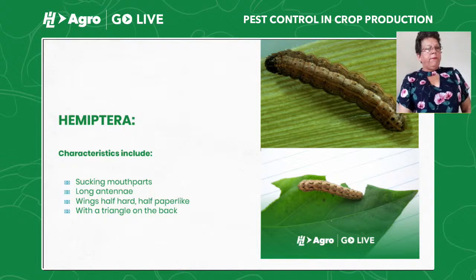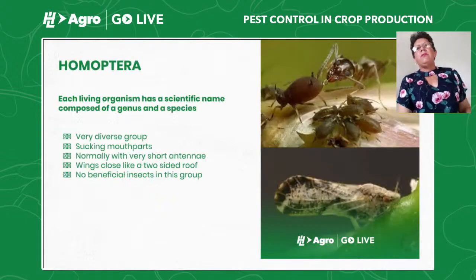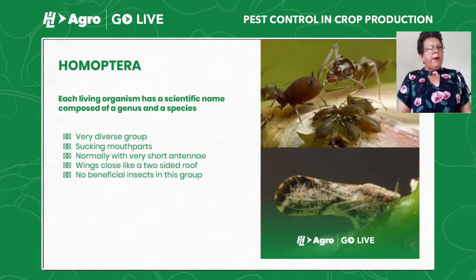Here we have, I'm going to pass this slide because the pictures don't belong here. I'm going to pass to the next one because those are Lepidoptera larvae, and here it says Hemiptera. I'm going to pass to Homoptera. I'm sorry, I don't have the time to go over each order, otherwise we wouldn't finish today. Homoptera, they are a very diverse group.